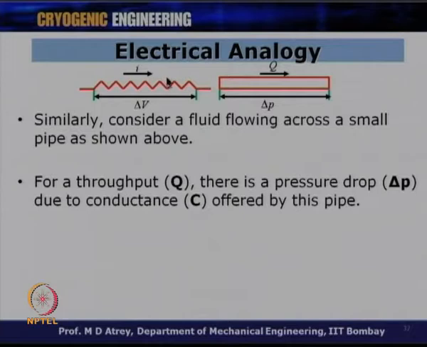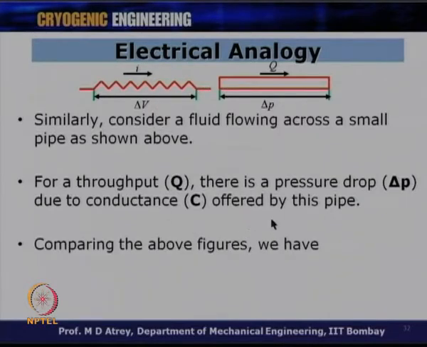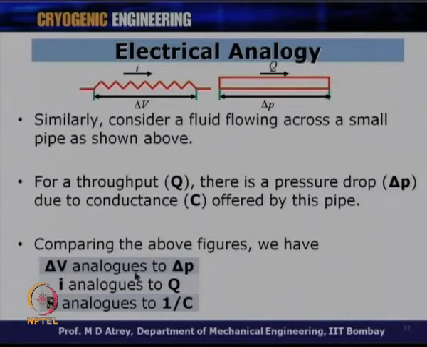So, if I have a parameter R in the electrical analogy, 1 by R is nothing but conductance. From the electrical circuit I can compare this with the conductance of the pipe, and the conductance of the pipe C is related to 1 by R of the electrical circuit. Alright. So, I have 3 different comparisons: I with Q, delta V with delta P, and C, the conductance of the pipe, with the 1 by R value in the electrical circuit. So, comparing the above figures, we have delta V analogous to delta P, I analogous to Q, and R analogous to 1 by C.